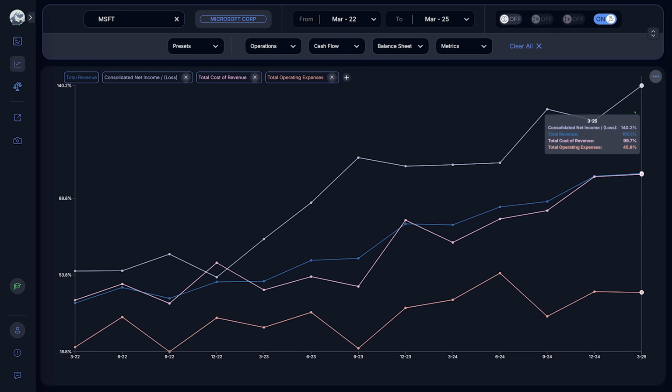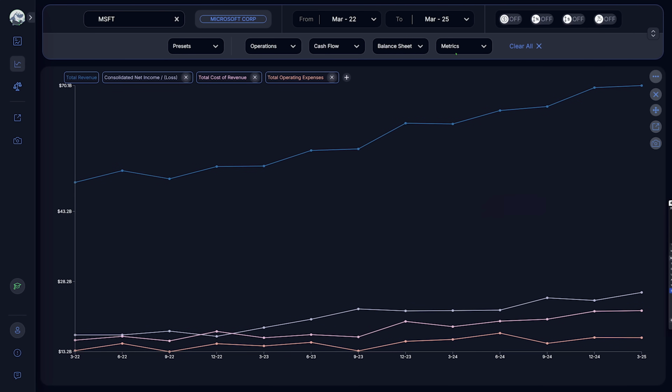Here you can see and compare the rate of change for the chosen metrics. Net income rose by 140%, revenue by 100%, and cost of revenue by 99%, while operating expenses by 45%.